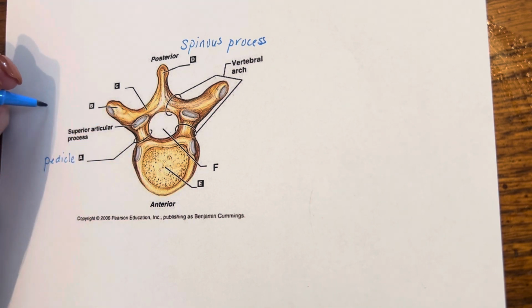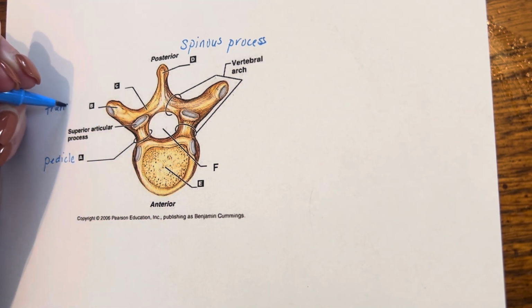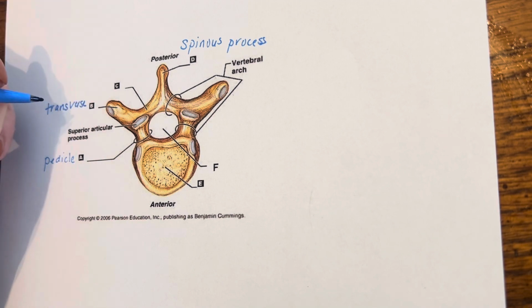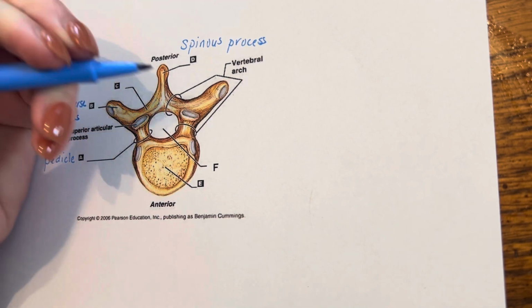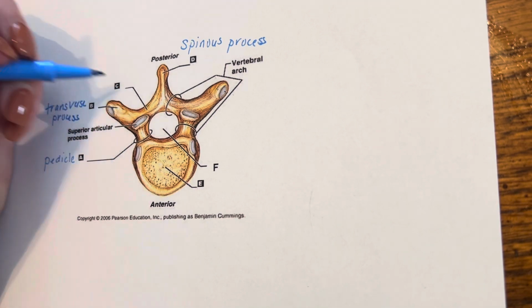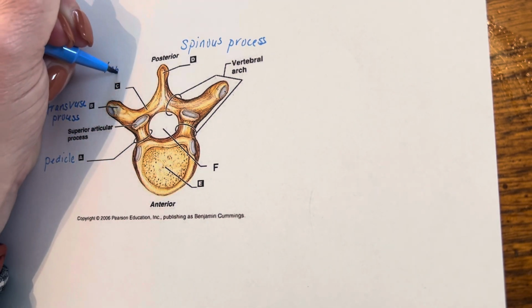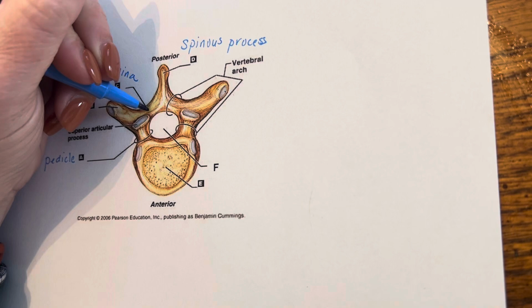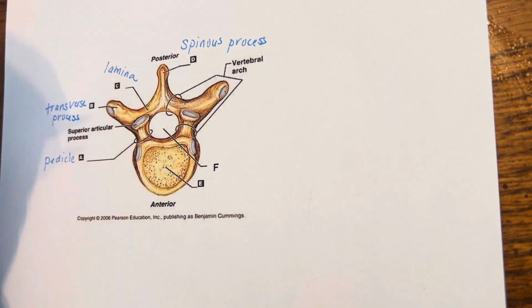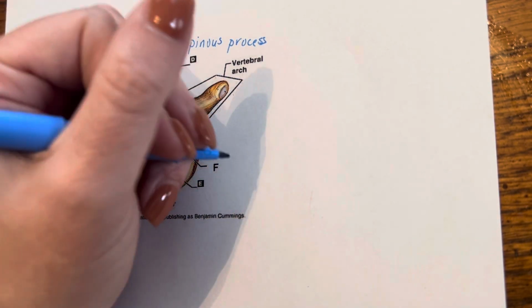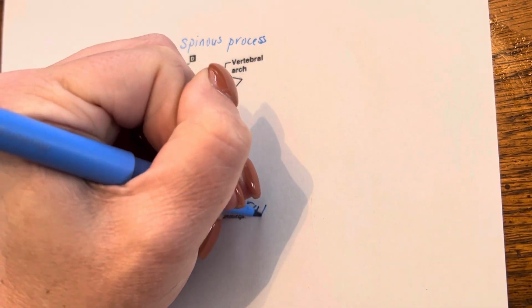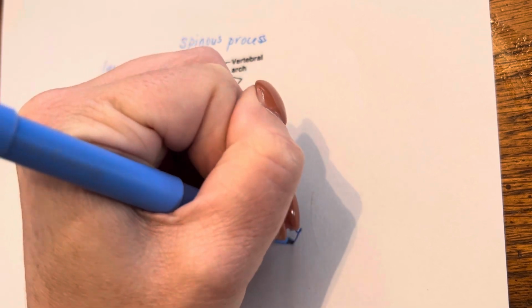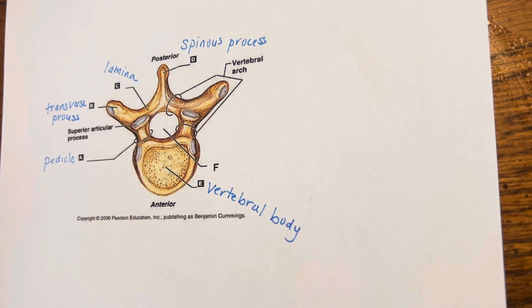B here is called the transverse process. And you have one on either side here. C is pointing to the lamina, and that is the same on both sides. E is pointing to the vertebral body, and that's going to look different on different types of vertebrae.